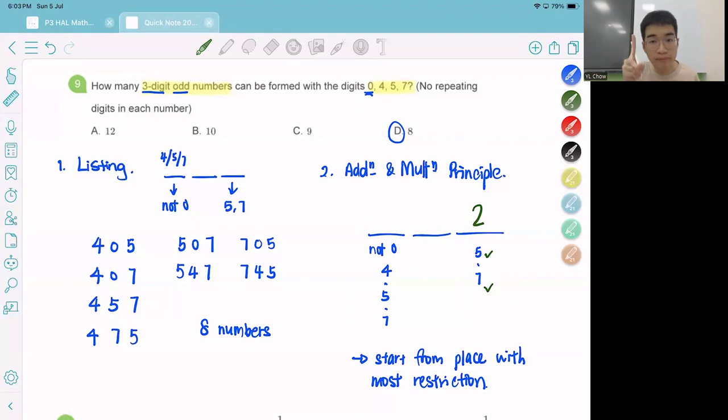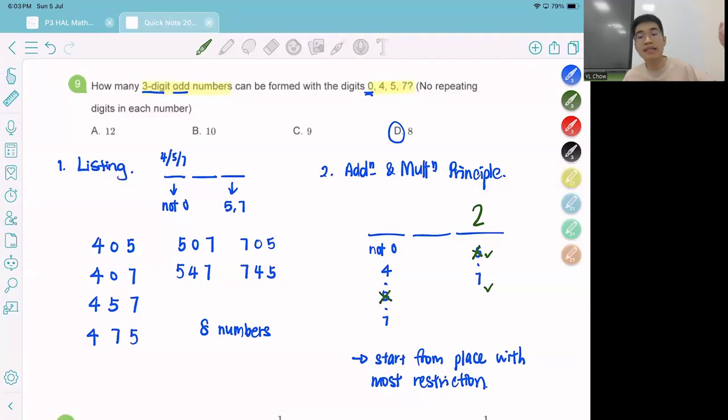Now, take note, the moment you select one of the ones digits, let's say you select 5, then the same digit 5 cannot appear in your hundreds or tens place. That means you have fewer choices for each of the other place values. So let's say I selected 5. That means 5 cannot appear at the hundreds or the tens.